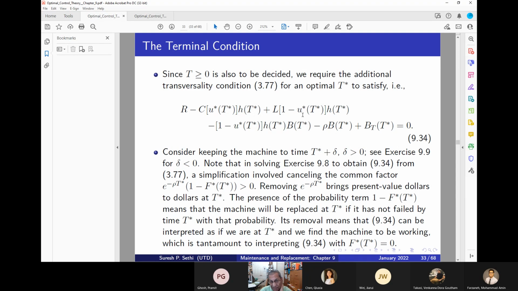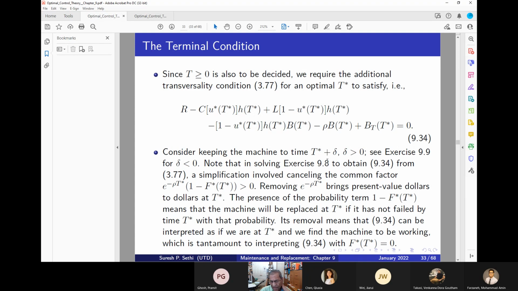Otherwise, what if I sell the machine before T star, which means delta is less than 0? Well, you can do the same analysis for delta less than 0, and I'm asking you to do that in exercise 9.9. Okay, I don't want to do two analyses in the book, so I do just one. So let's begin.